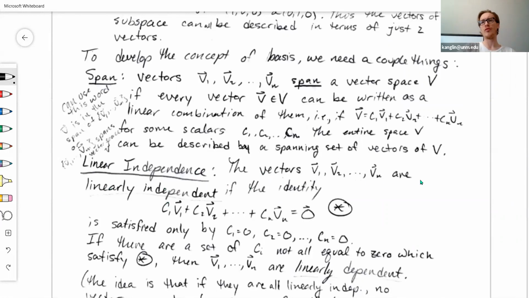The vectors v1 through vn are called linearly independent if the identity c1 times v1 plus c2 times v2 all the way up through cn times vn equals the zero vector is satisfied only by having all of those scalars c1 through cn be zero. Right? If the only linear combination of your vectors that equals the zero vector is where all the scalars equal zero, then we say that set of vectors v1 through vn is linearly independent.